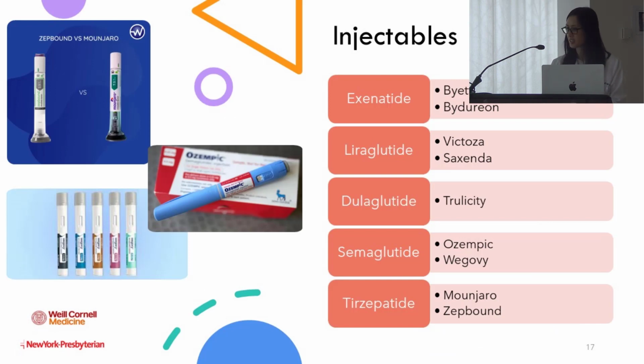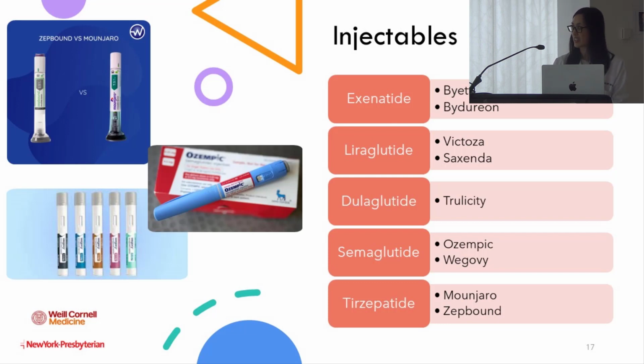Okay, so let's get to the good stuff, which is the injectables. All of these medications belong to a drug class called GLP-1 receptor agonist, meaning that they support the satiety hormone and make it work longer, which slows gastric emptying and tricks your brain into thinking that it's full. And it also helps with insulin efficiency.